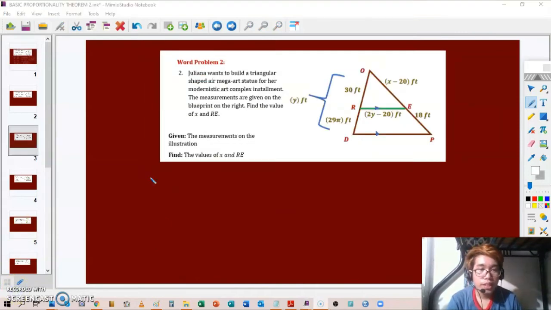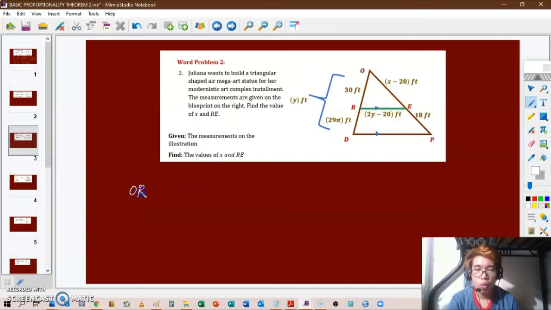For the second word problem, Juliana wants to build a triangular shaped mega art statue for her modernistic art complex installment. This is one of her art installments. The measurements are given on the blueprint on the right. Find the value of x and the value of RE. To get the value of x, we have to use the basic proportionality theorem.